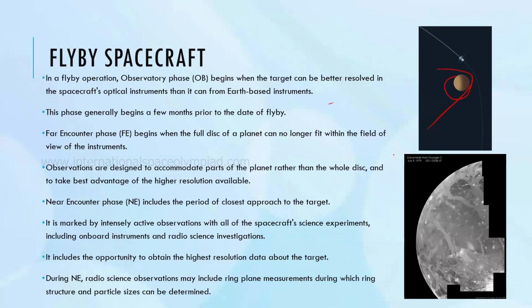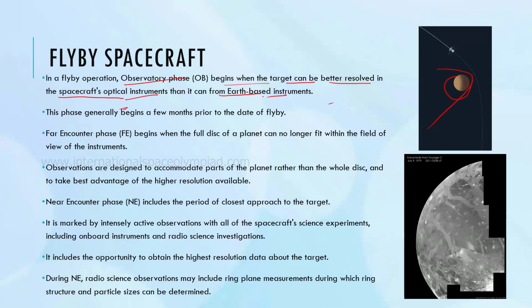Okay, so this is how it happens, and now we can see there are different phases. Some of the phases is the observatory phase, that is the first one, called OB. This begins when the target can be better resolved in the spacecraft's optical instrument. Optical instrument means any type of camera that can do better than the Earth-based instruments. If it is not close by and the images are not even as good as the Earth-based telescope, then there is no point.